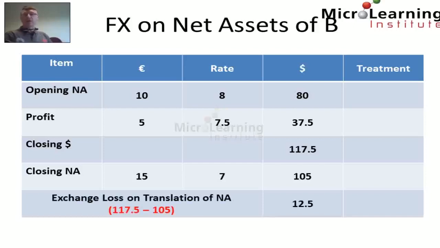So consequently, we've made an exchange loss on the translation of net assets, and that exchange loss is the difference between $117,500 and $105,000. So that exchange loss on translation is $12,500. Now, in terms of the treatment for that exchange loss, that's taken to other comprehensive income in line with IAS 21. And of course, the $37,500 of profit is taken to P&L.